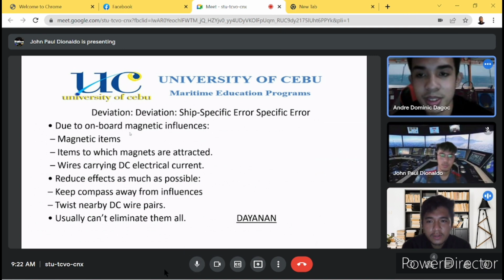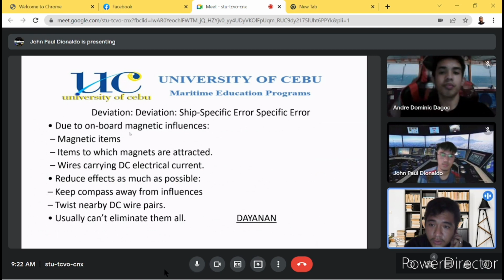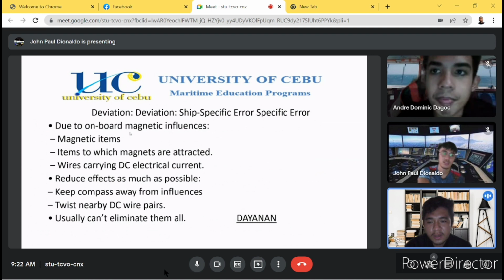Alright, we'll proceed to deviation, the ship-specific error. Due to onboard magnetic influences, these are the following: magnetic items, items to which magnets are attracted, and wires carrying DC electric current. So it also reduces effects as much as possible. It keeps the compass away from influences, twists nearby DC wire pairs, and usually it can eliminate them all.